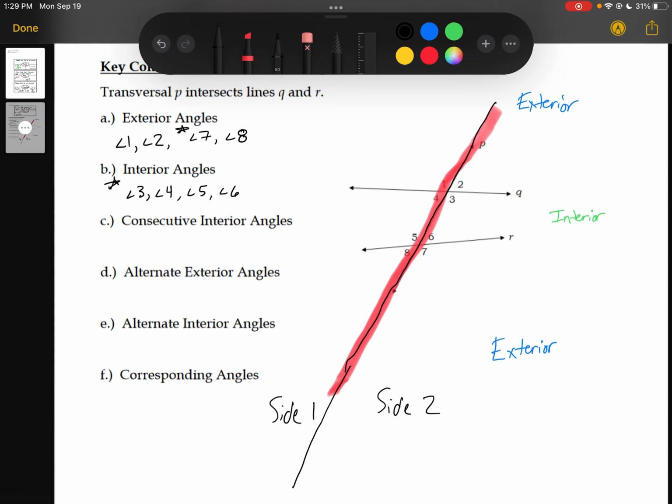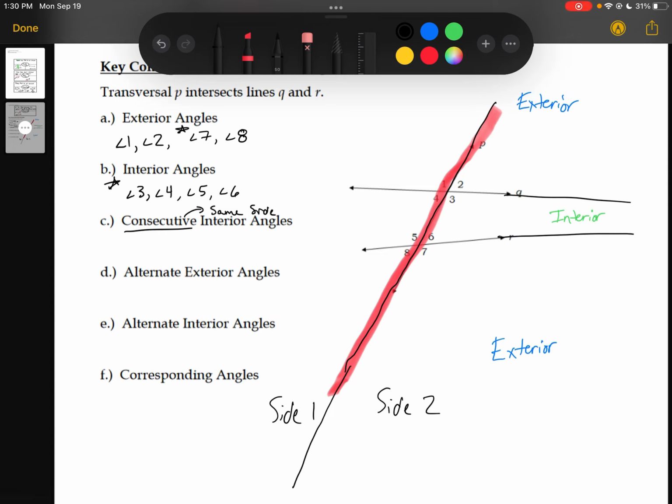So it splits the angles into being on one side, the left or the right, basically side 1 or side 2. So what happens with this is we call something consecutive if it's on the same side. So if you want to make a note of that, consecutive means same side. So they're both on side 1 or they're both on side 2. And we've already talked about interior and exterior angles. So we know that the interior are the ones that are in the green here. The exterior are the ones that are on the outside. We had highlighted those in black before.